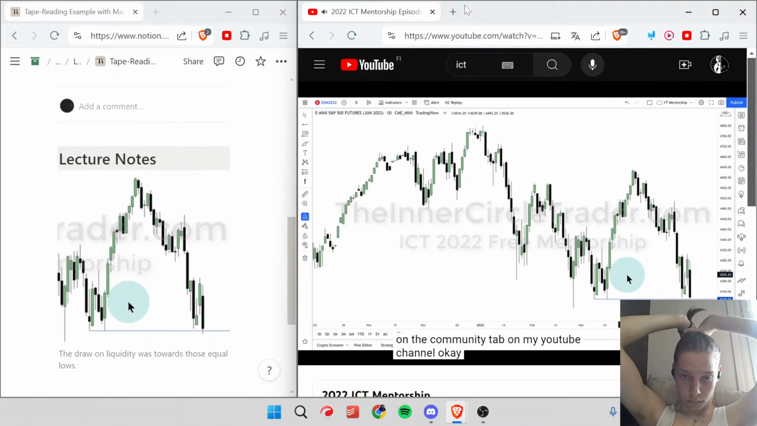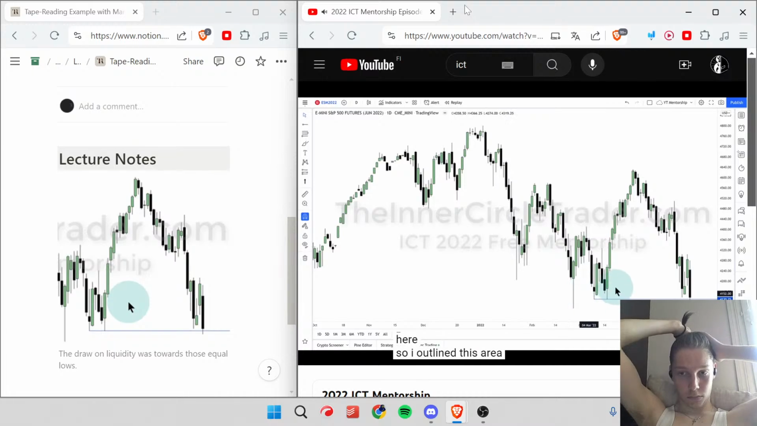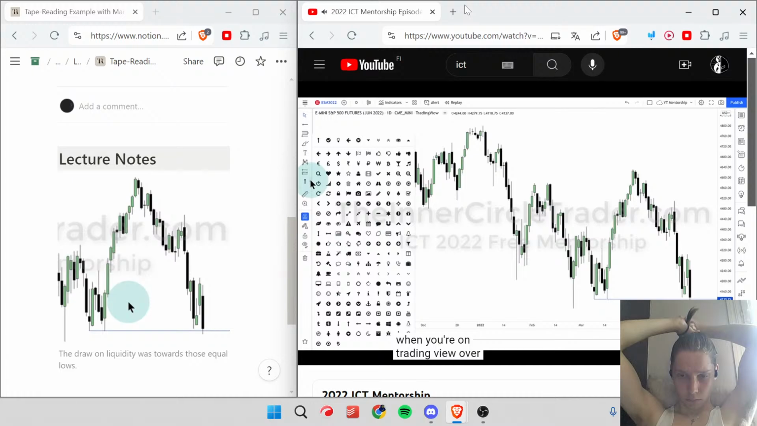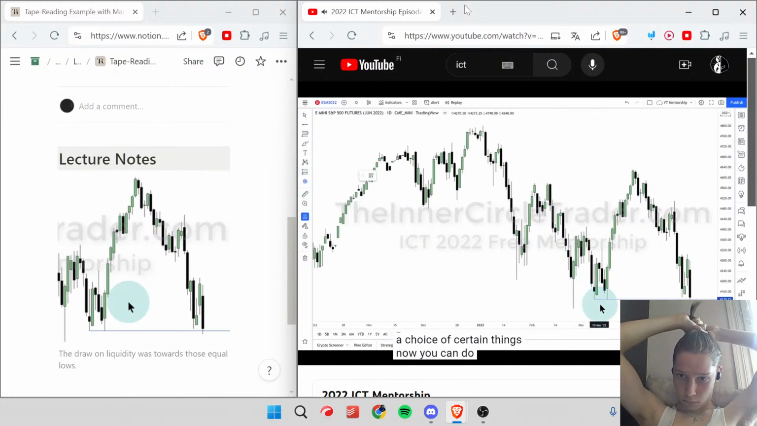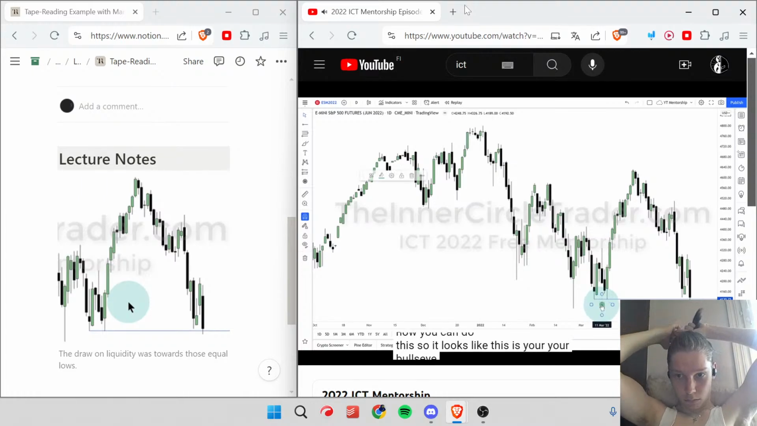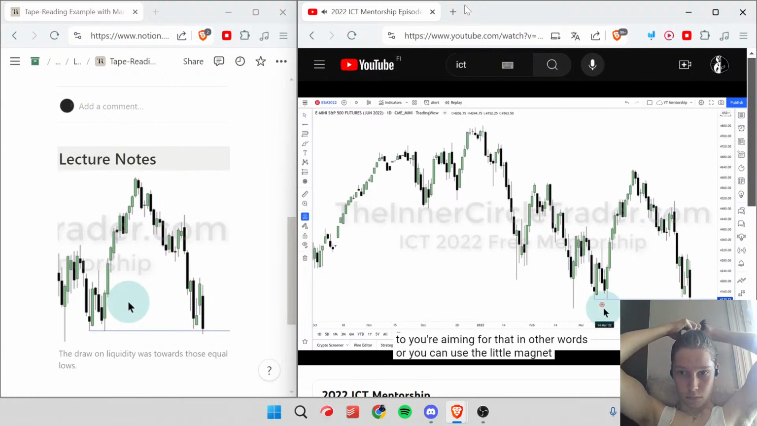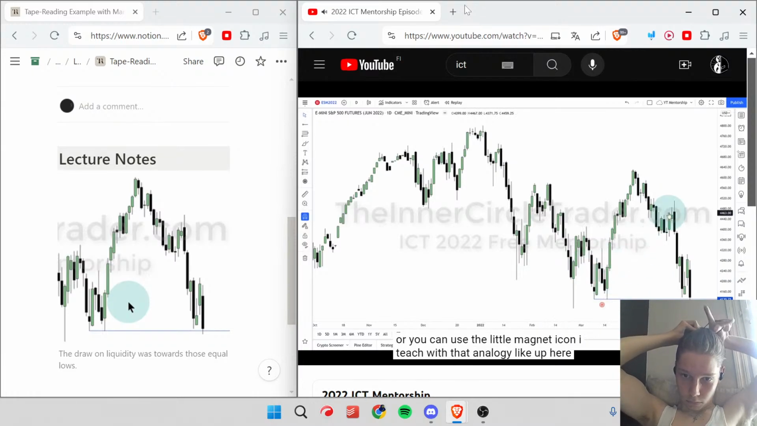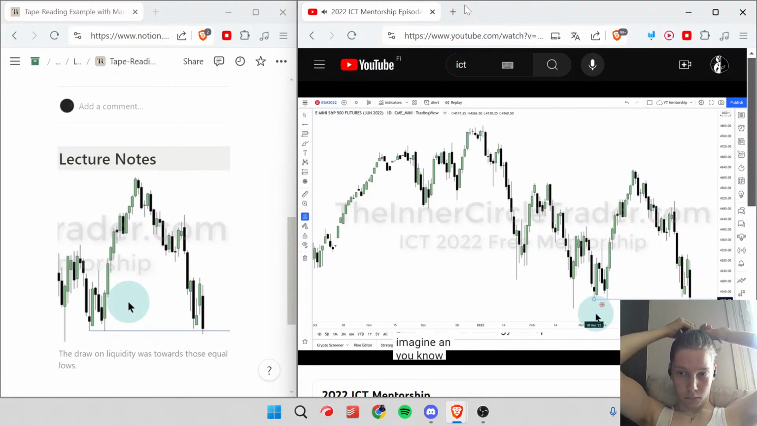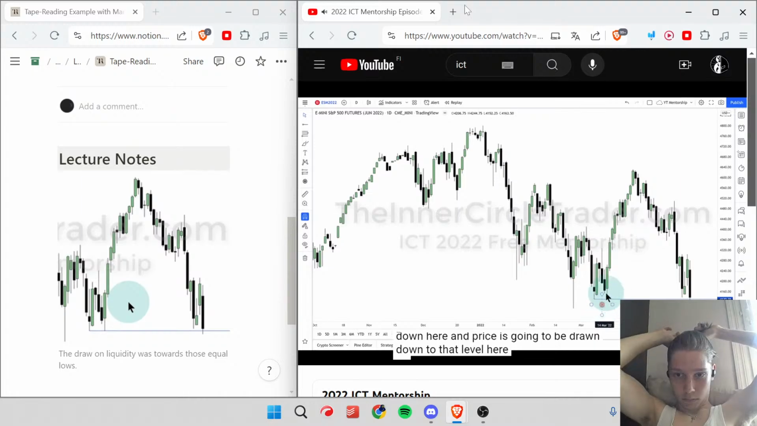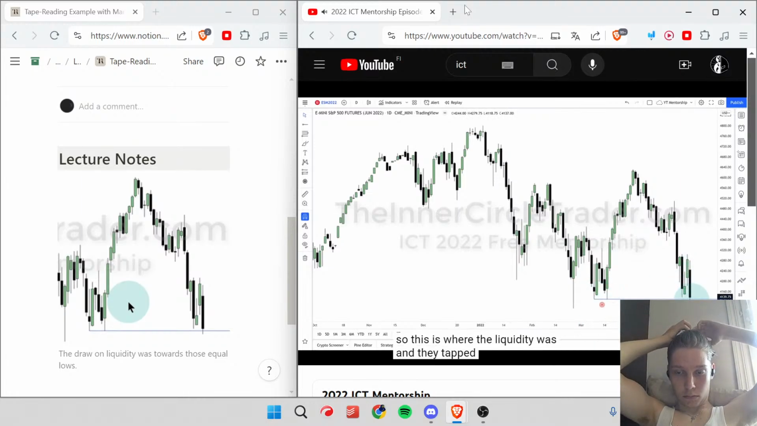All right, with all that stuff out of the way, let's get back into the nitty gritty here. So I outlined this area in this low, and I said this would be the draw on liquidity. When you're on TradingView, over here there's a little segment where you can have a choice of certain things. Now you can do this, so it looks like this is your bullseye where the market's going to draw to. You're aiming for that, in other words. Or you can use the little magnet icon. I teach with that analogy. Like up here, imagine a magnet of some kind down here, and price is going to be drawn down to that level. So this is where the liquidity was, and they tapped into it today, right?